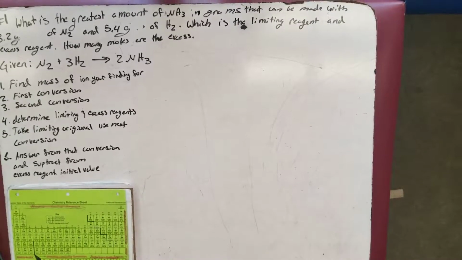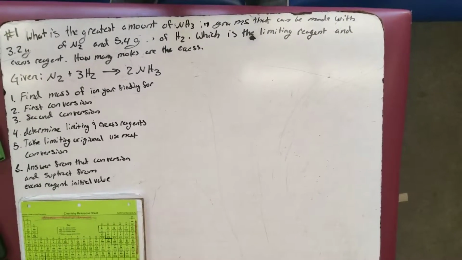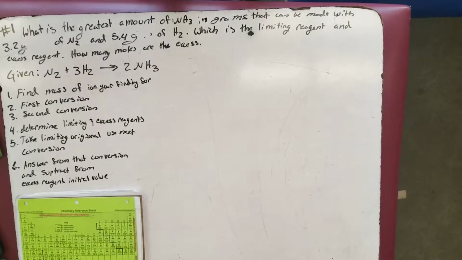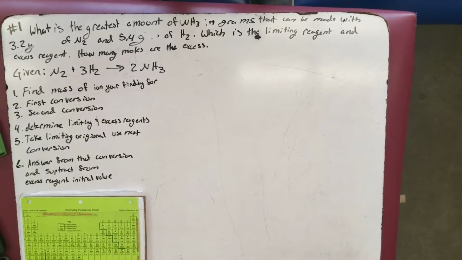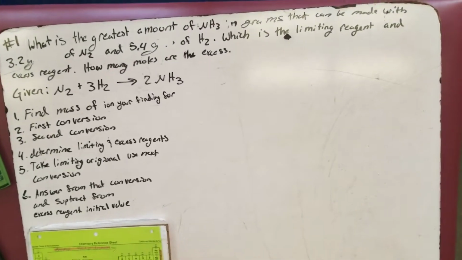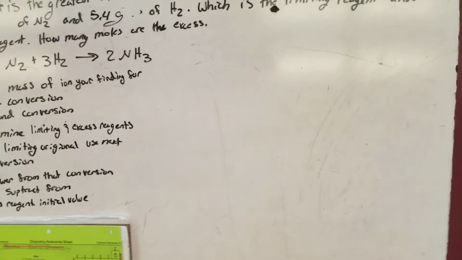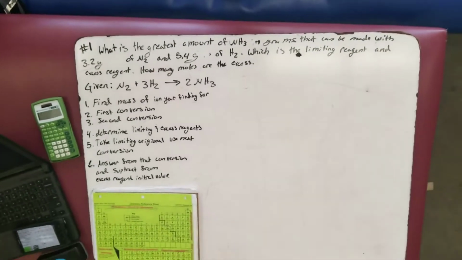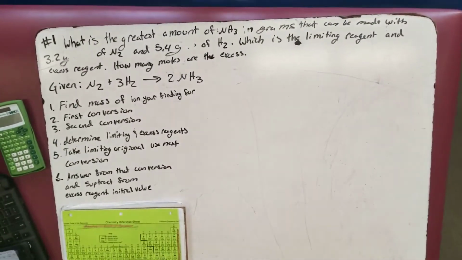Limiting and excess reagents. So for question number 1, we have: what is the greatest amount of NH3 in grams that can be made with 3.2 grams of N2 and 5.4 grams of H2? What is the limiting reagent and excess reagent, and how many moles are left over, or the excess?